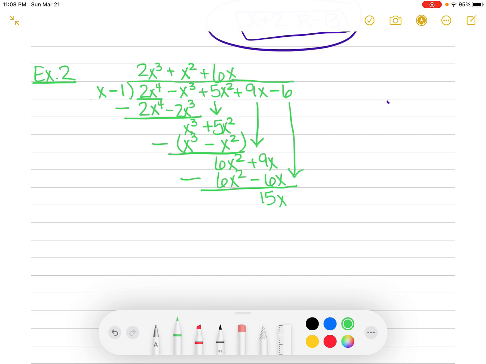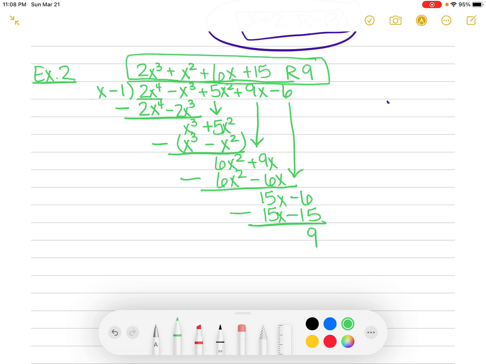Okay, so then I bring down my minus 6, and now I'm on my last part here. X goes into 15x only 15 times. So that's 15x minus 15. Subtract the whole thing, and that is going to give me a positive 9. So then up here I'm going to write remainder 9, and this is my answer to the problem. Okay?